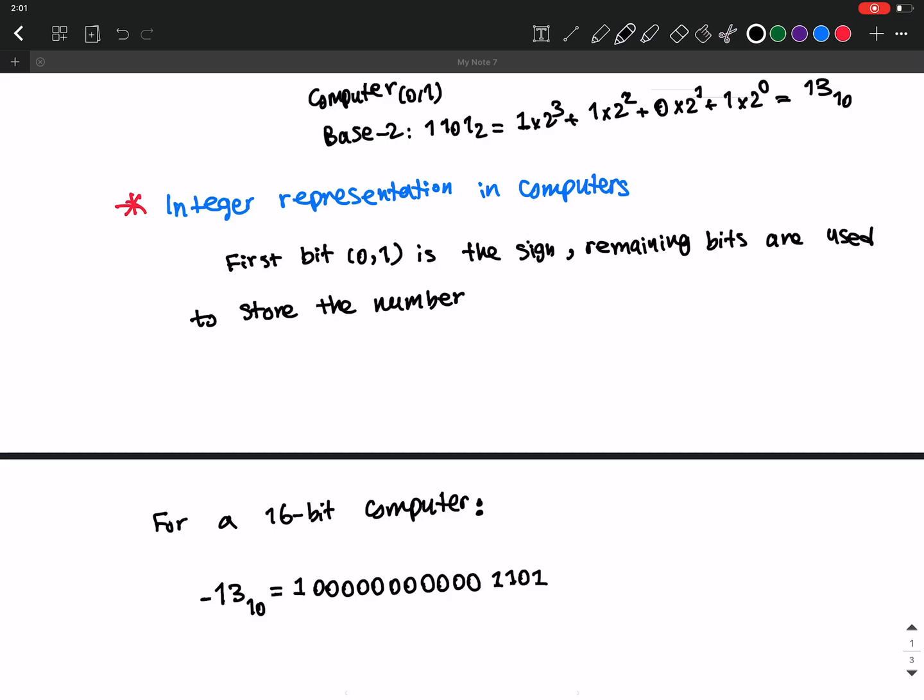Okay, so this is how an integer is represented in a computer. Because we have a negative sign, this bit shows the sign of the number, and this is 13 in base 2. Okay, so this is how we represent an integer in a computer.